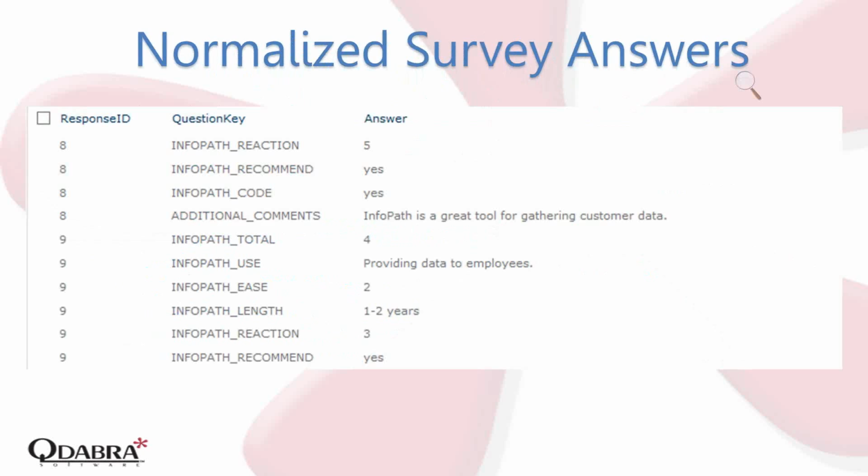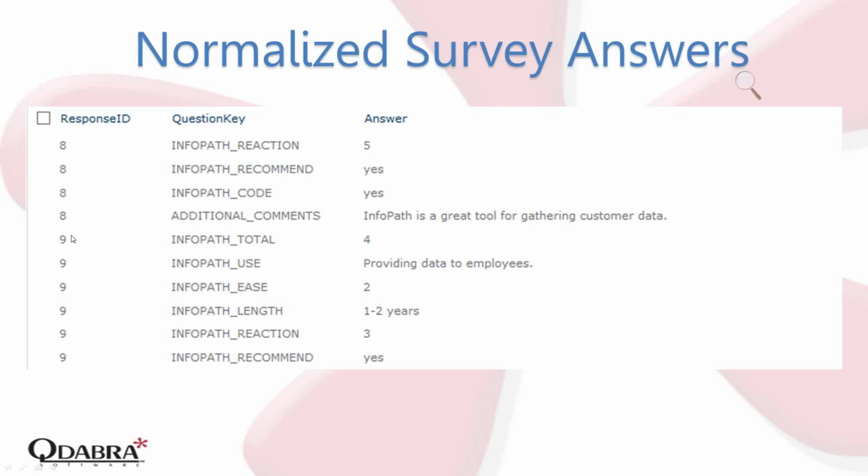Now, I'm getting a little ahead of myself here with this screenshot, but basically we've got a survey that collects the answers from users, and then we submit those values to a list. So what we've got here on the left are the IDs of each individual response. One person responded to a survey, and that had the ID 8. And then for each question, we have a row here in the list. So the reaction question, they answered 5. Would you recommend InfoPath question? They answered yes, and so on.